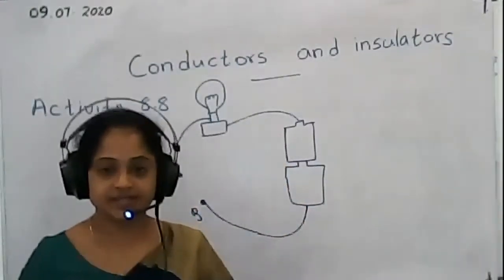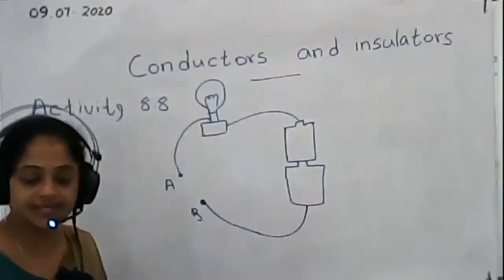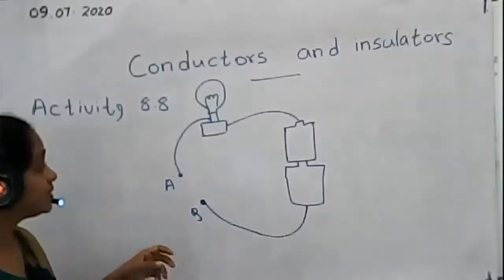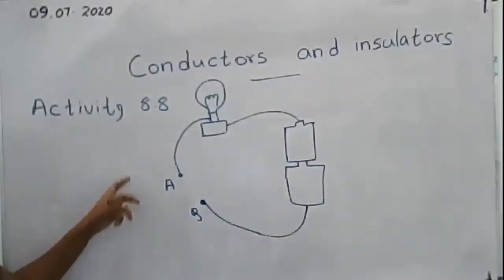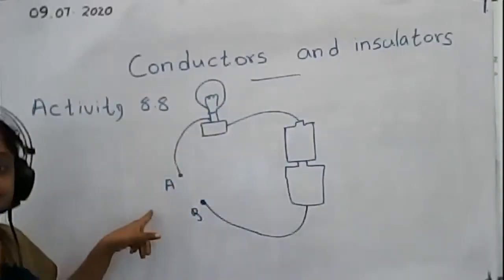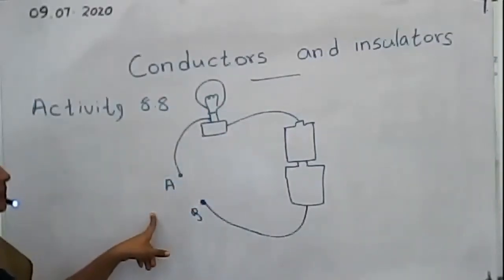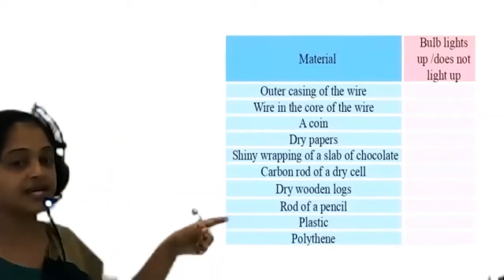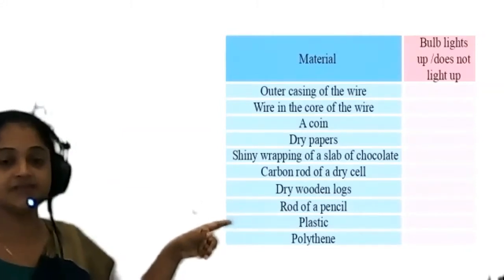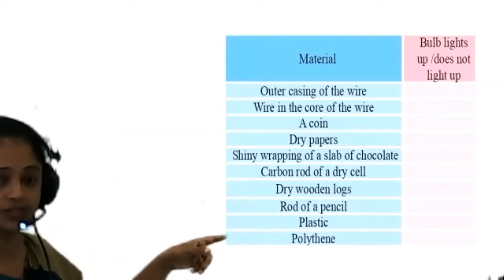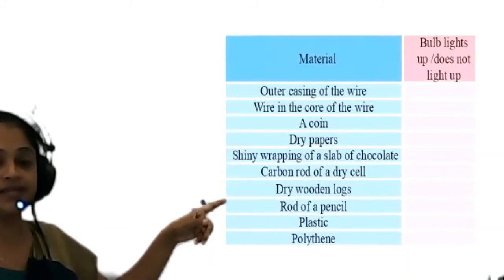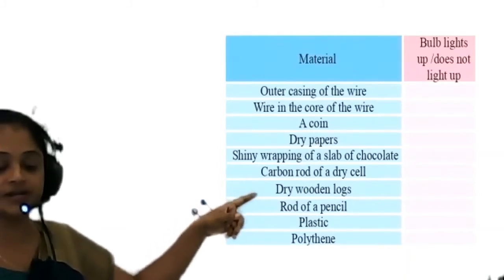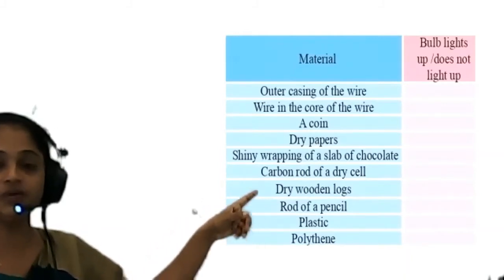Right. Okay, children. Now join with the lesson. Previously, I had told you to draw the diagram, and let's go to our next slide. In this slide, you can see the materials which have been given in your textbook. What are the materials given in here? What is the first one? Outer casing of the wire.